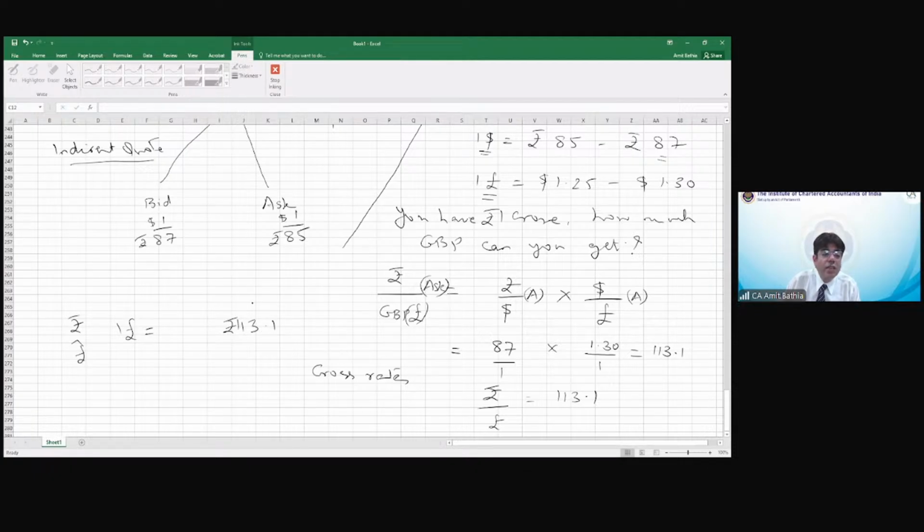113.1 rupee. This is the ask rate. Can we also find the bid rate over here similarly? Can we do the same process? How will we do that?